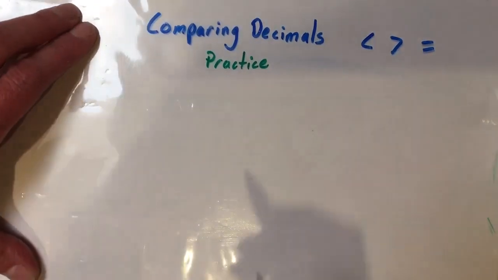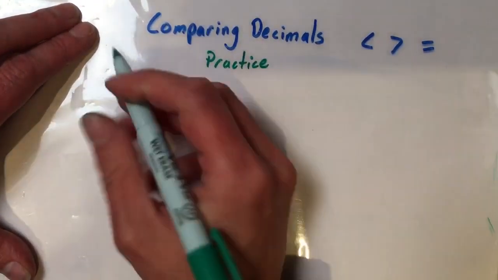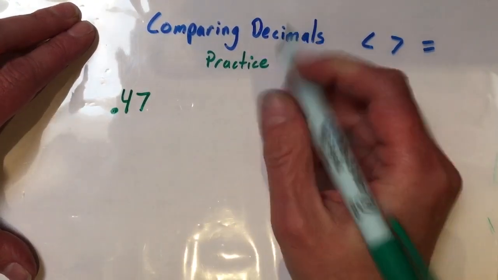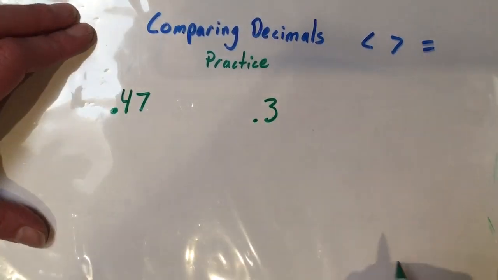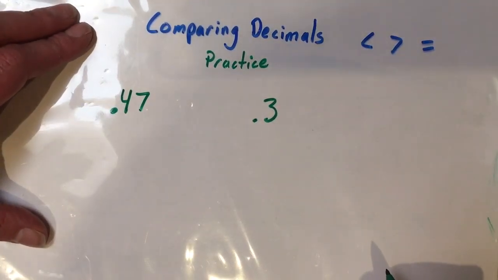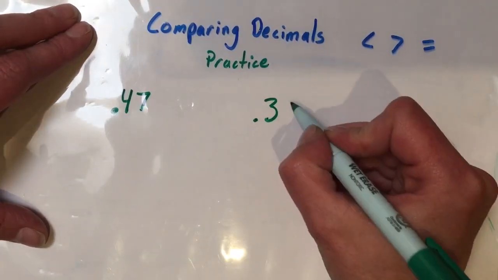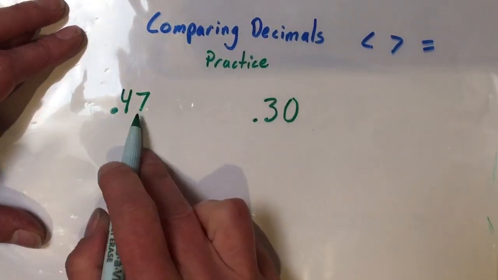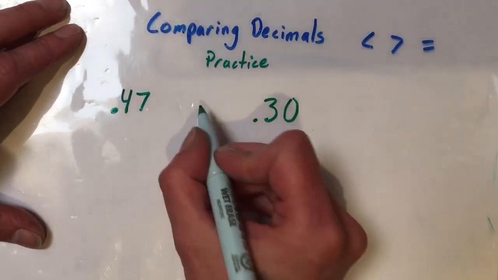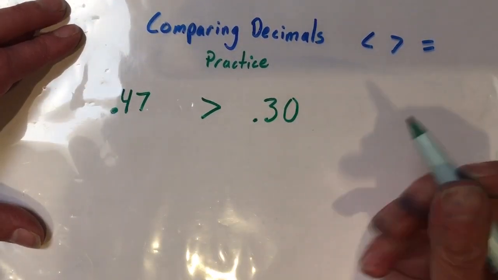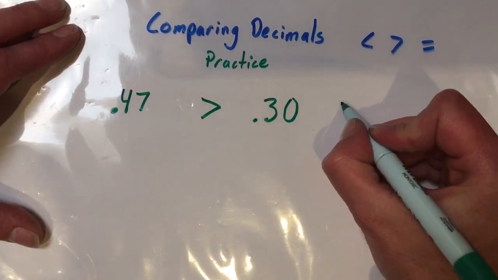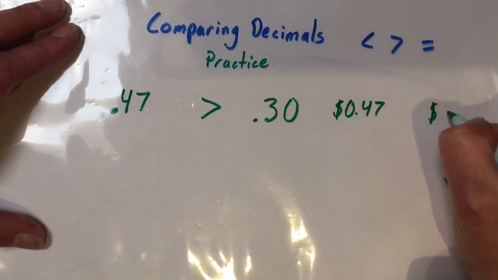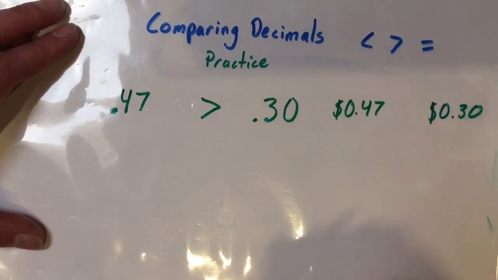All right, here we go. Let's do another one. This time, I'm going to do 47/100 versus 3/10. Okay, I have 2 digits here. Let's add our second digit on here. This time I did what I was trying for last time. I now have 47/100 or 30/100, and in this case, 47/100 is larger. Remember, you can turn this into money. 47/100 would be 47 cents, and 3/10 is the same thing as 3 dimes, which is 30 cents.